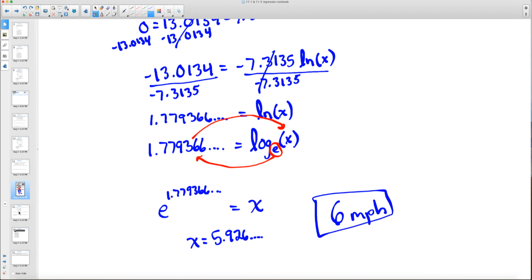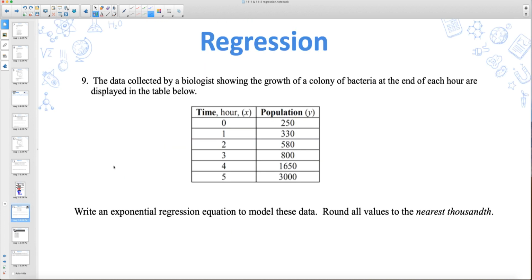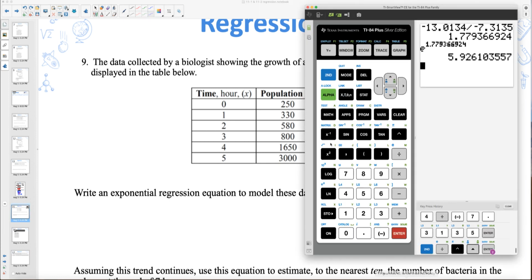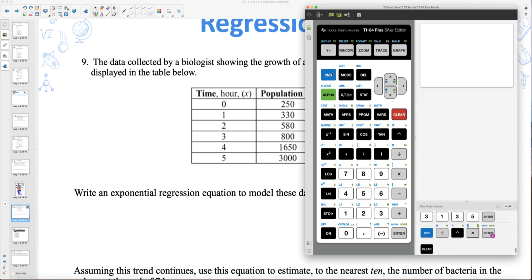Let's take a look at another one. So we have data collected by a biologist show the growth of a colony of bacteria at the end of each hour. Write an exponential regression equation to model these data, round all values to the nearest thousandth. It may be a good idea to pause the video and try on your own, and then you could kind of fast forward and see if you get it right. Otherwise, I'll just go ahead and do this with you.